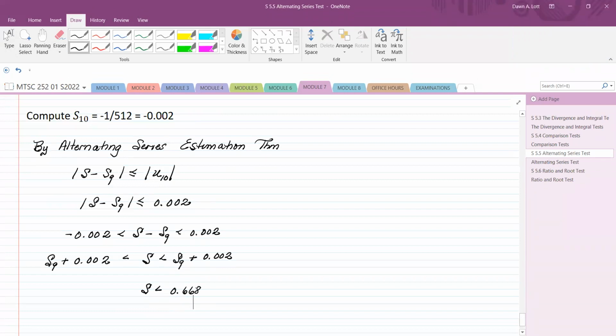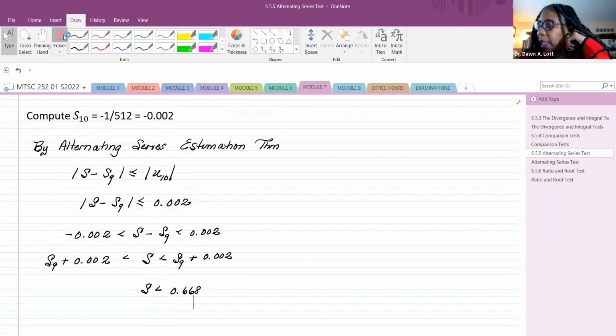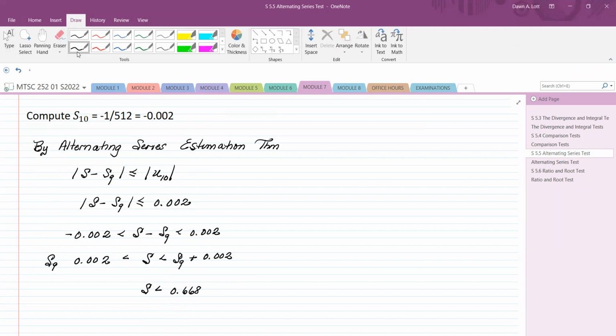I have a question. Yes. Shouldn't it be S9 minus 0.002 is less than S? Yes, this one should be a negative. Okay, making sure, thank you. Yes, that one should be a negative.